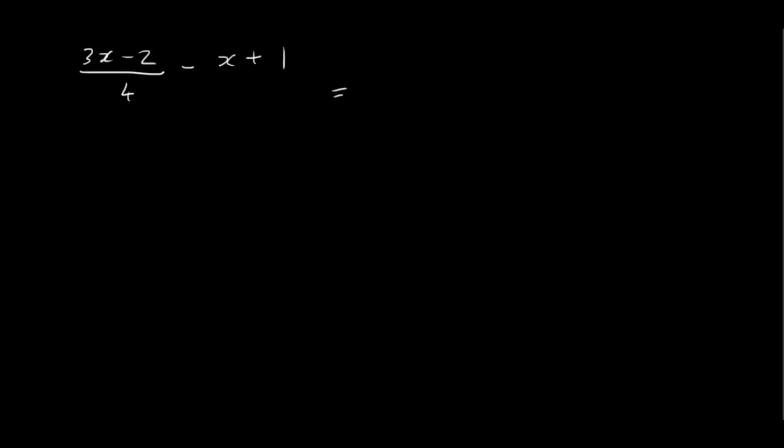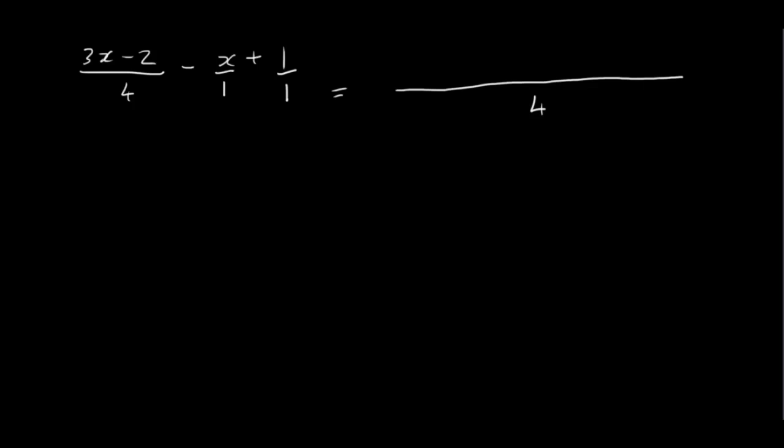Now we have a fraction here, we have an x here, let's turn it into a fraction by putting it over 1, and we have a plus 1 here, let's turn that into a fraction by putting it over 1 as well. We will draw our division line here and look for our lowest common multiple. So our lowest common multiple of 4, 1 and 1 is just going to be 4. They all divide into 4.